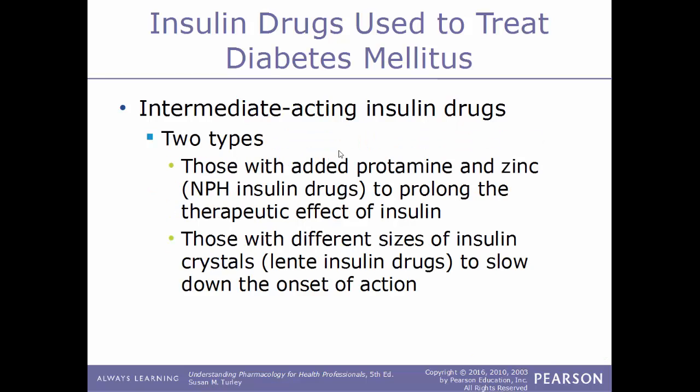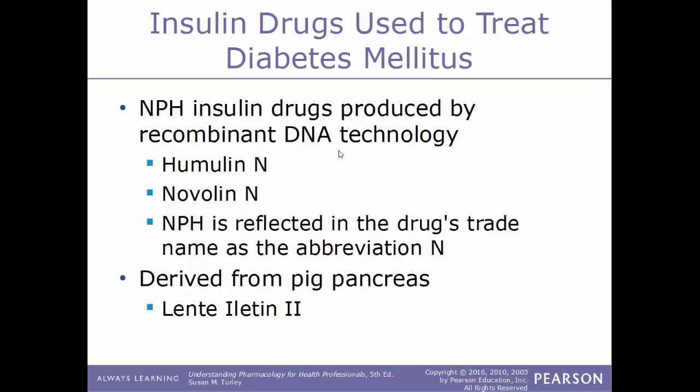And there are 2 types of intermediate-acting insulin drugs. You have those with an added protamine and zinc. They're added to prolong the therapeutic effect of insulin. And those with a different size of insulin crystals. And the size difference is to slow down the onset of action. And there are some different types of intermediate drugs that are produced. And the acronym NPH insulin, also known as isophane insulin, which is another term to represent intermediate-acting insulin.